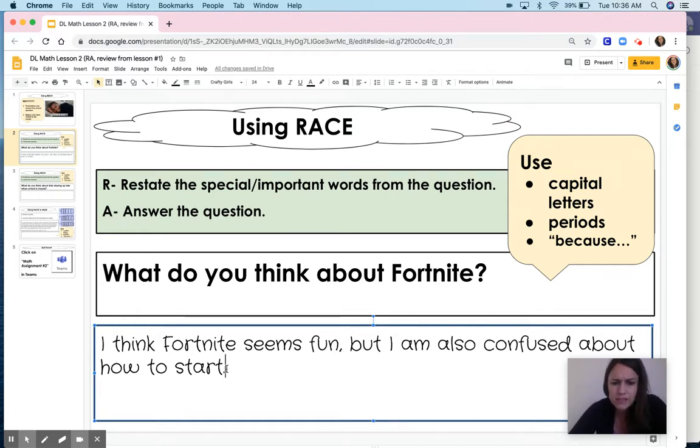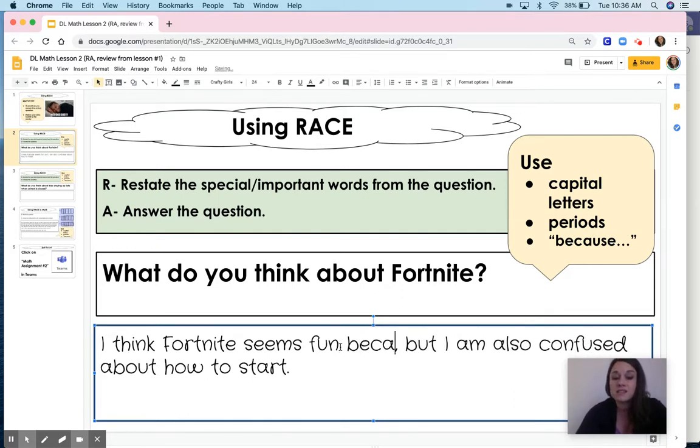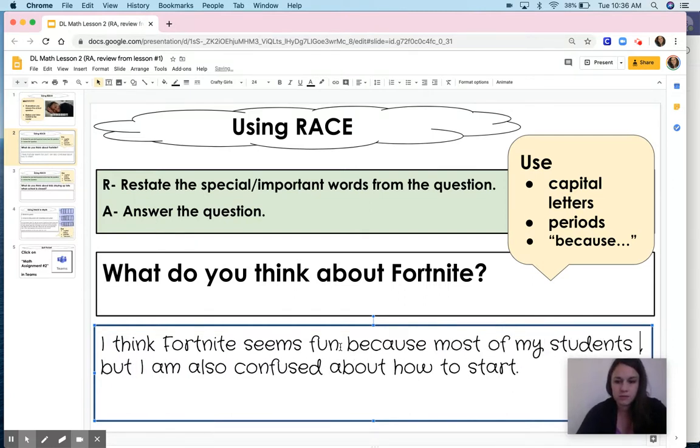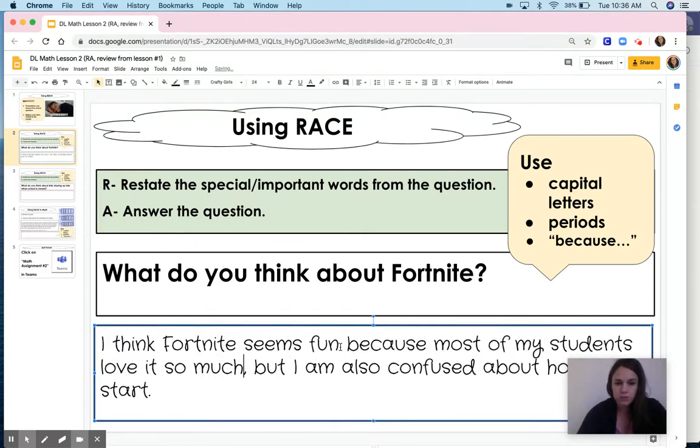I think Fortnite seems fun, but I am confused. Oh, I should explain why I think it seems fun. It's because you guys are crazy about it. I think Fortnite seems fun because most, not all, most of my students love it so much, but I'm also confused about how to start. Great. All right, let's try another one.